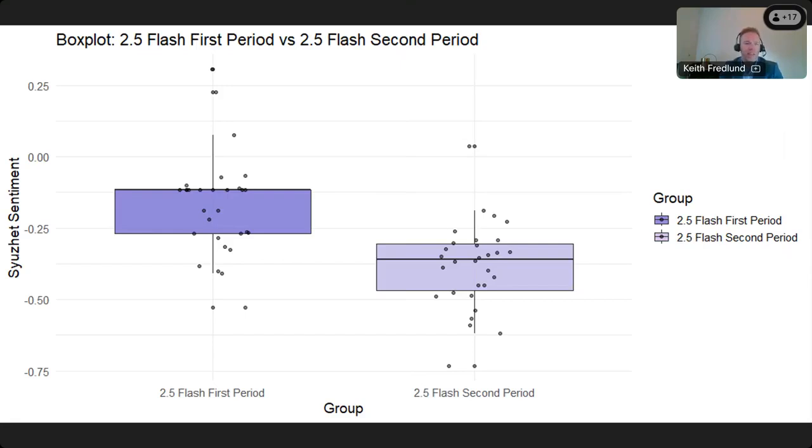I'll mention all the Levene's tests I did as well were not significant. And you can see here what looks like a significant difference between the two samples. Mann-Whitney U comes back to indicate it's significant as well.